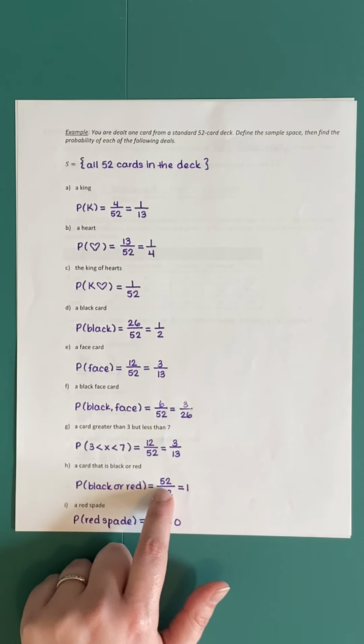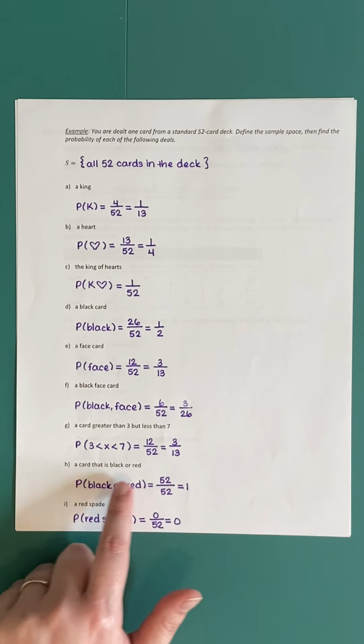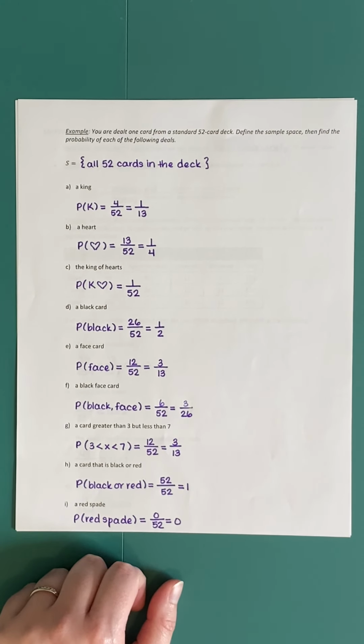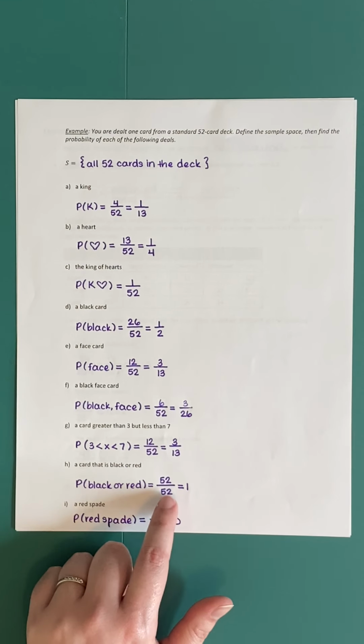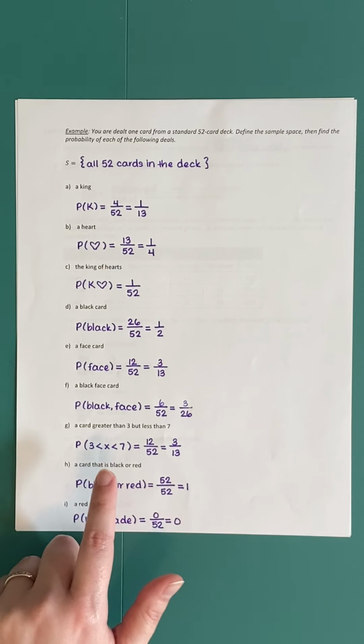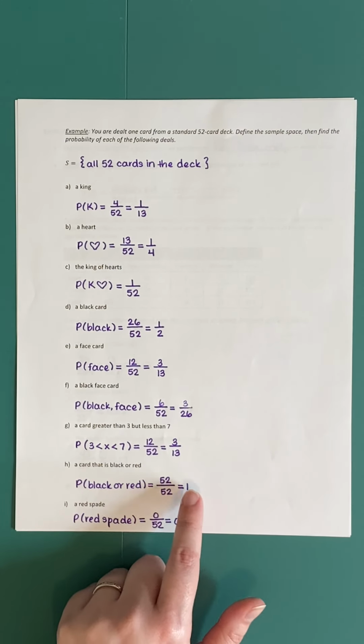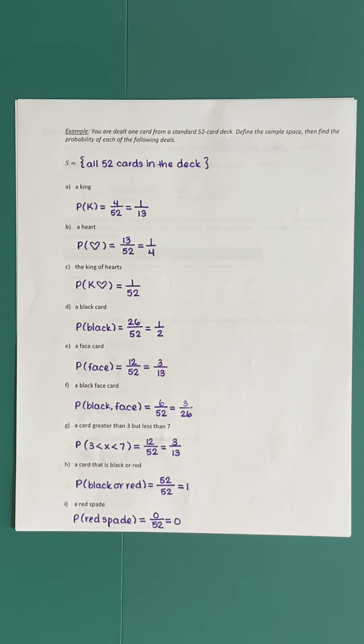So all 52 outcomes out of the total of 52 represent dealing a black card or a red card. So 52 out of the total 52 is going to be 1. So what that means is the event represented by dealing a card that is black or red is guaranteed. If the probability is 1, it means that event is guaranteed. So anytime we deal a card, it's either going to be a black card or a red card.